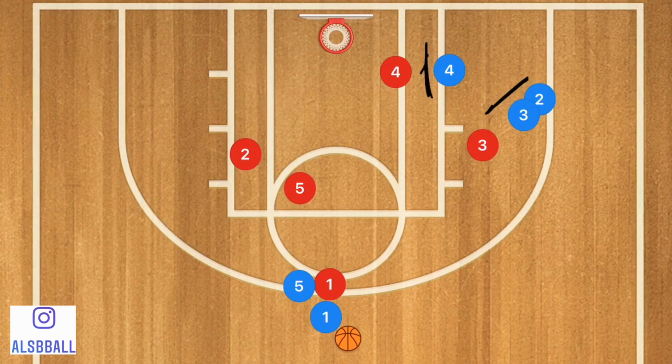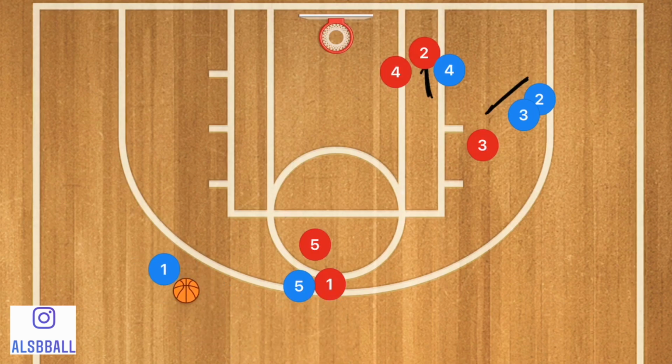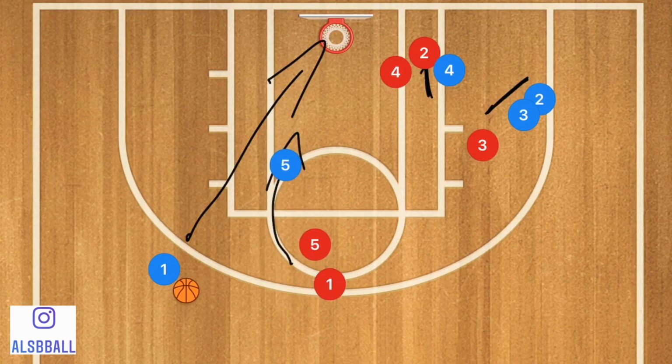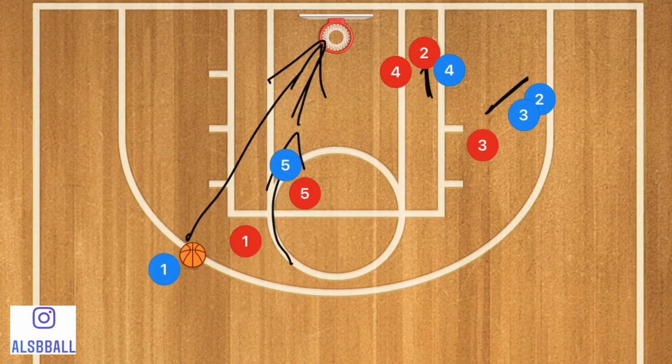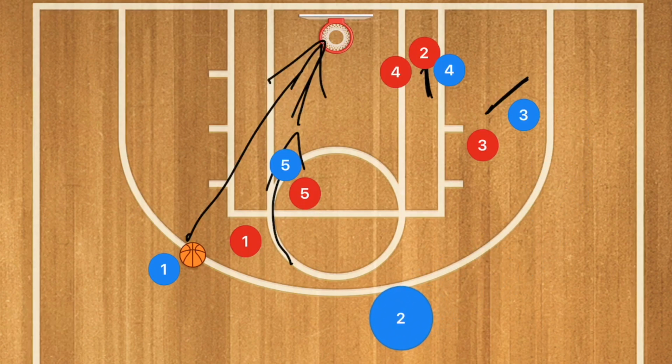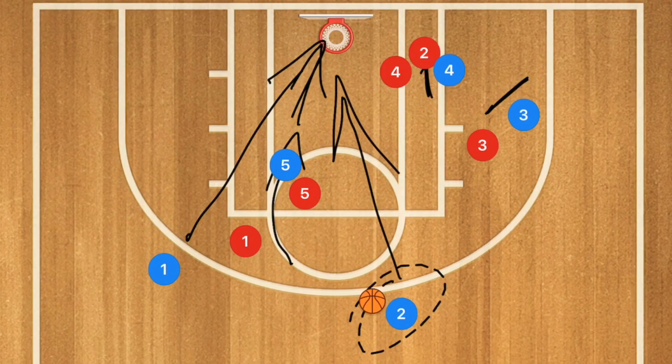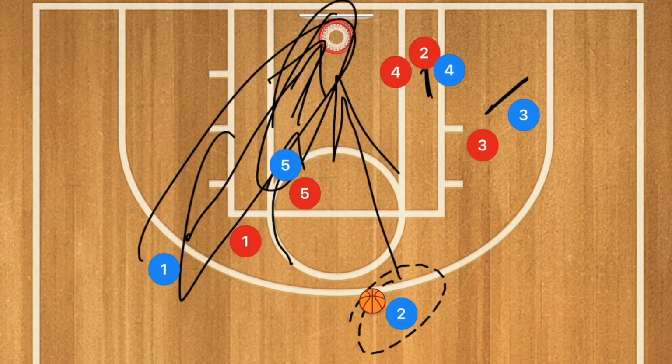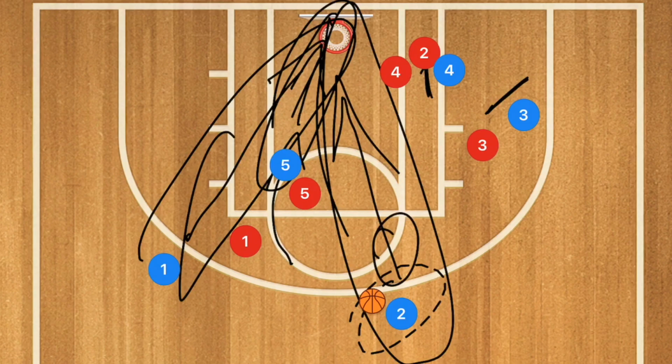Player 2 is going to use both of those screens, and of course, player 1 is going to be using player 5 as a screen. Now, player 1 could take that shot. Player 5 is going to be rolling towards the basket, so he could get an open layup as a possibility. Or player 2 can be popping off from players 4 and 3 screens, and he may be open for a 3-point shot from the point. Now, we have an option for a layup from player 5, a 3-point shot from player 1, or a 3-point shot or mid-range shot from player 2.